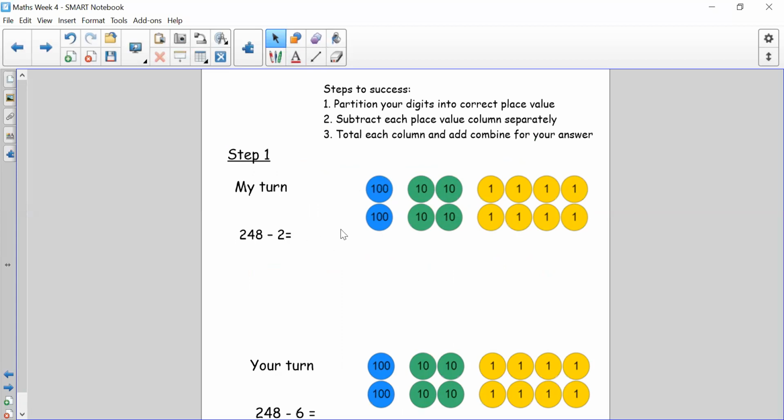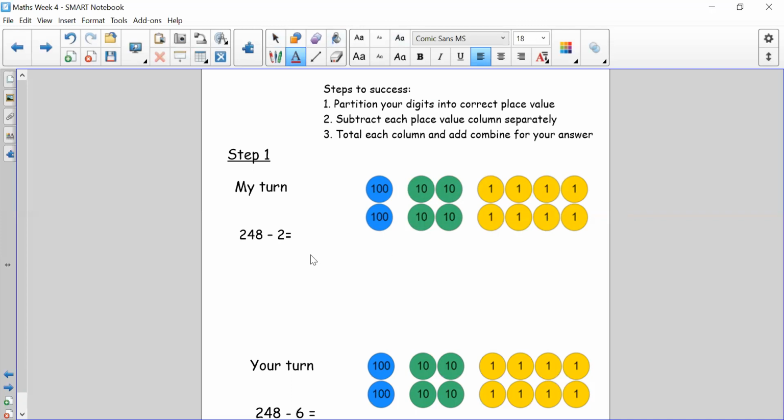I've got 2 in my hundreds, so I have 2 100 counters. I then have 4 tens. I have 40, so I have 4 in my tens column, so that needs to be 4 tens: 10, 20, 30, 40. I have 8 ones, so I need to make sure I have 8 ones in my ones column: 2, 4, 6, 8. Okay, I'm going to be taking away 2. So let's see what I need to do when I write my digits in my expanded method.